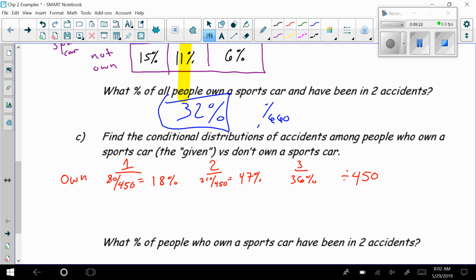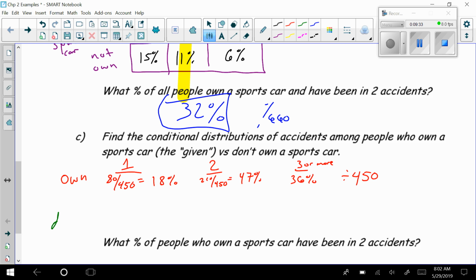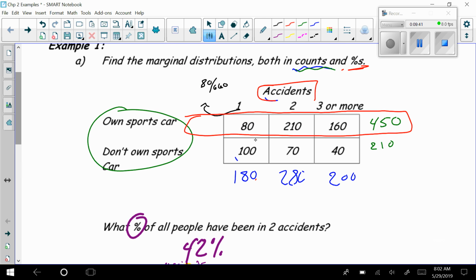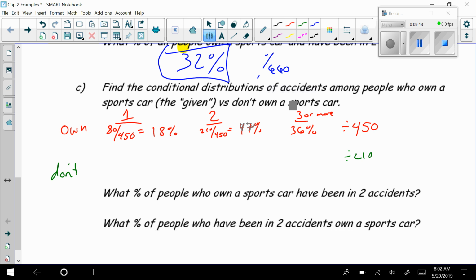Now we do need this label, 3 or more, here. We need these labels. These are for people that own it. Now we have to do the other side of it, right? So it's like don't own a sports car. Same type of math going on here, but for the people that don't, all I care about is this part of the table, which is dividing by 210. So I'm taking each of the counts and dividing now by 210, which I think you can do on your own here. That's 48%, 33%, and 19%.